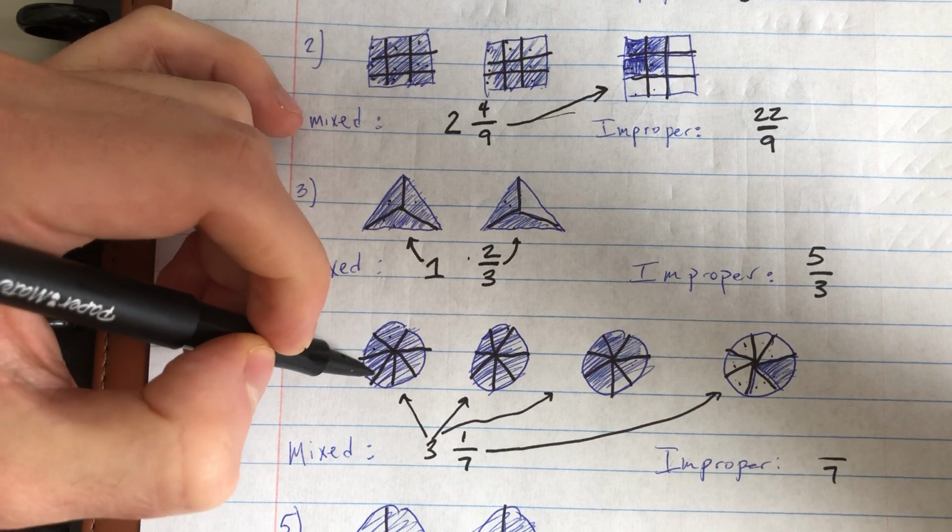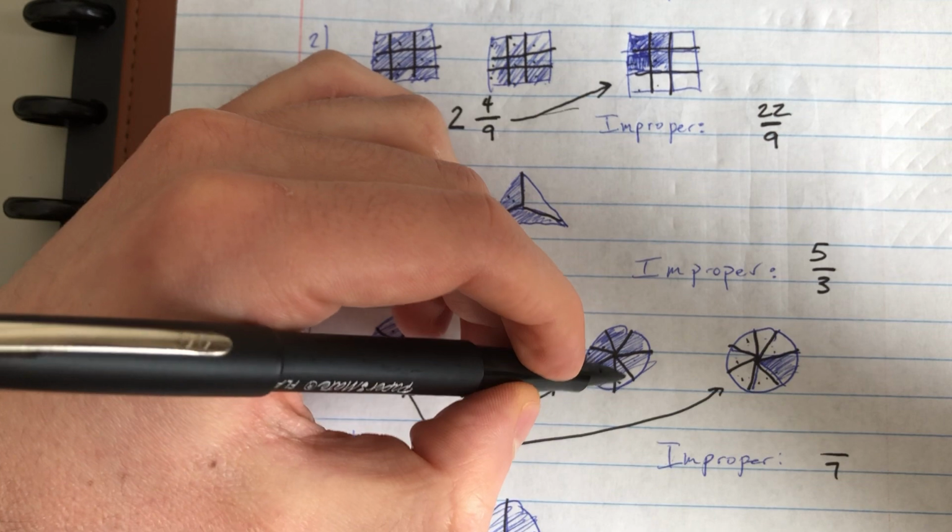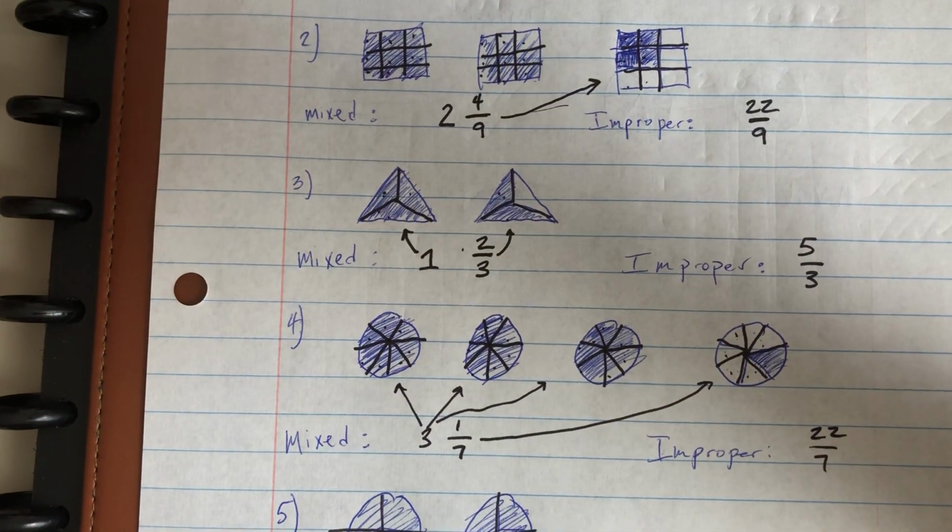For my improper fraction, I still have 7ths as my denominator, and now I'm just going to count up the shapes. 1, 2, 3, 4, 5, 6, 7, 8, 9, 10, 11, 12, 13, 14, 15, 16, 17, 18, 19, 20, 21, 22. 22/7.